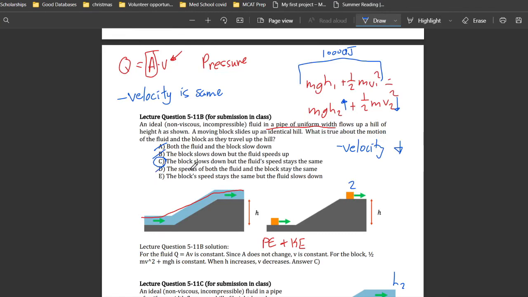And E says the block speed stays the same, but the fluid slows down. Well, as we have shown, the fluid is not slowing down because the cross-sectional area is staying constant, which means the velocity is staying constant, and the speed of the block is decreasing, as we have explained numerous times. So that is why E is false. And that is the last question for this set.